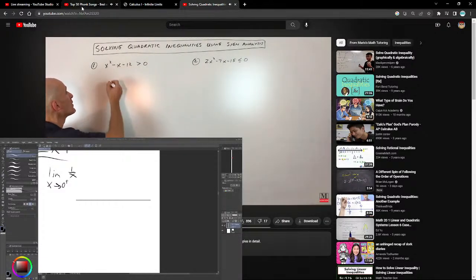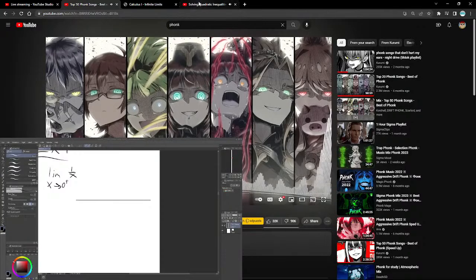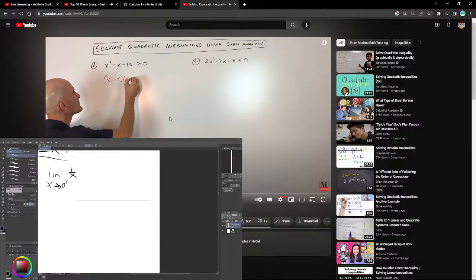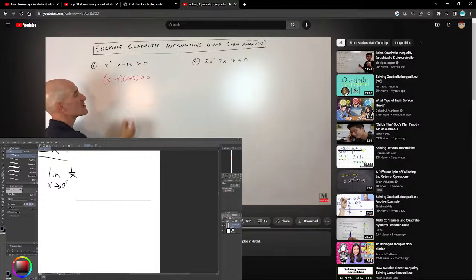Factor it. So let's go ahead and factor this. It factors to x minus 4 times x plus 3, and that's greater than 0. And then here's where the sign analysis comes in. We're going to set each factor, each group equal to 0. Now when we do that, we're going to get negative 3 and positive 4. So we're going to plot those on the number line, negative 3 and positive 4.